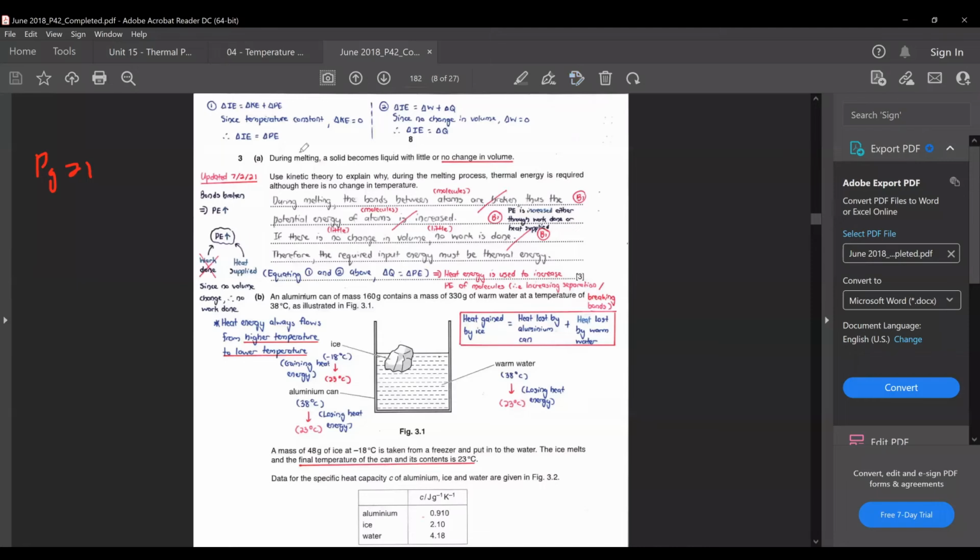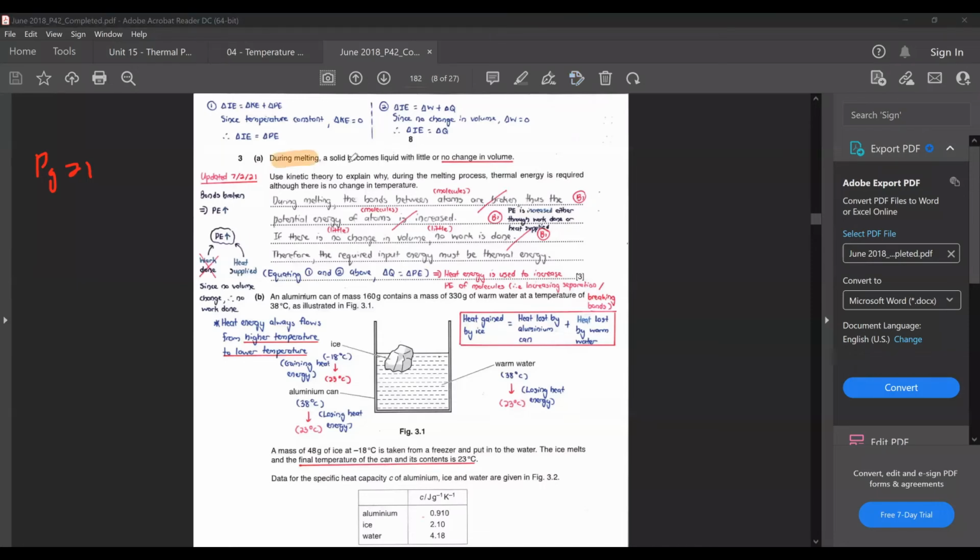They're telling you right now that during melting, a solid becomes a liquid with little or no change in volume. Use kinetic theory to explain why during the melting process, thermal energy is required, although there's no change in temperature.